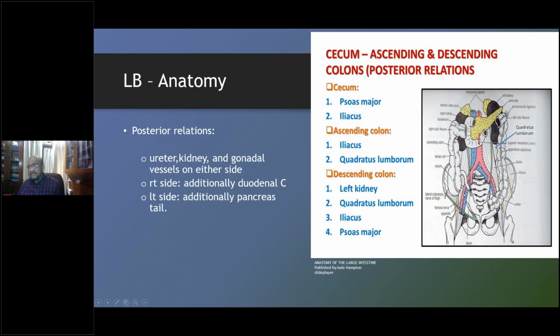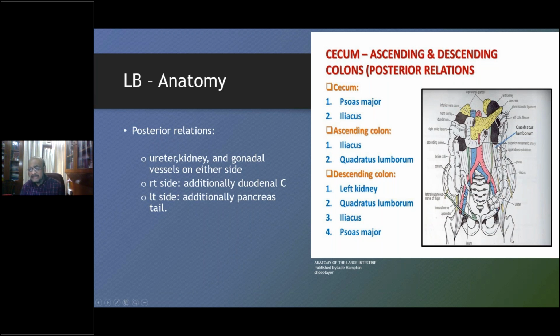So whether you're doing a mobilization of the descending colon or a mobilization of the ascending colon, you have to be careful about the ureters, the vessels, which vessels are we talking about, the testiculars and the ovarians, depending on whether you're male or female, and the kidney and the ureters.